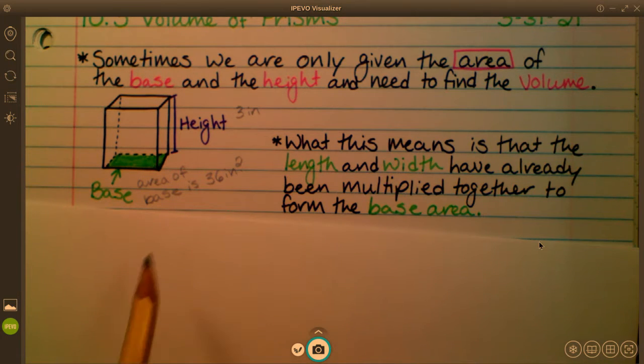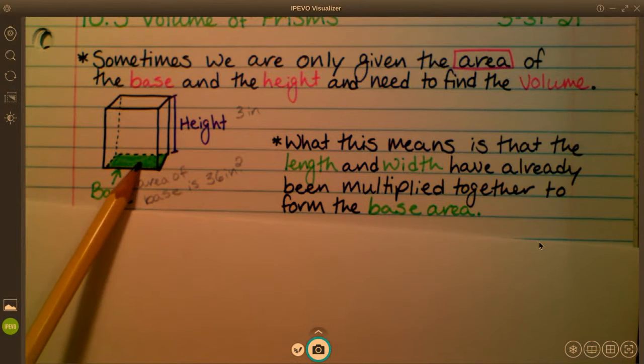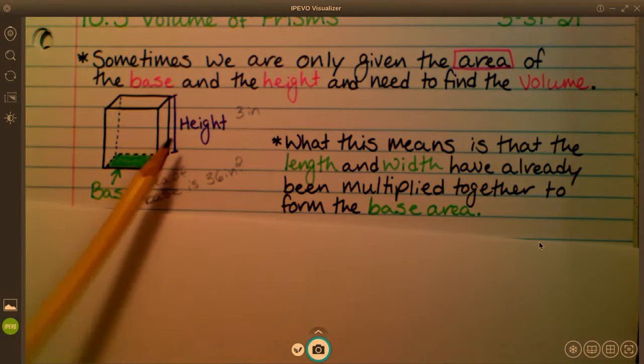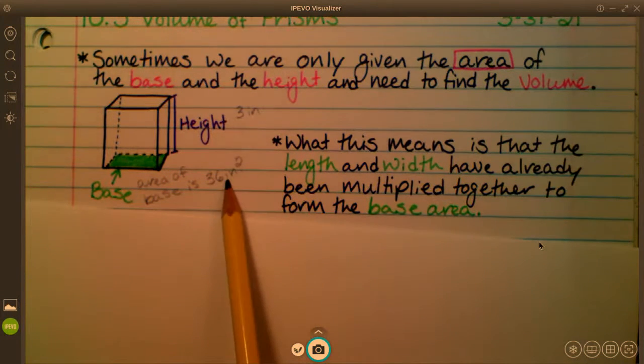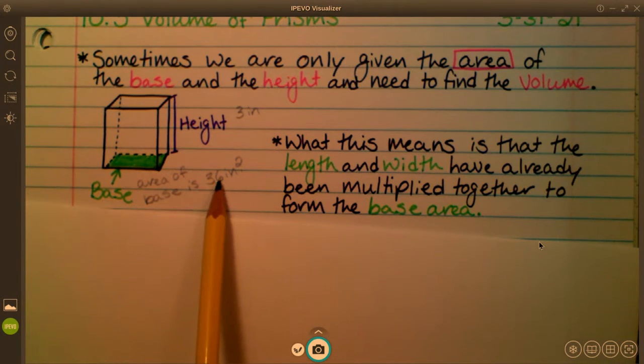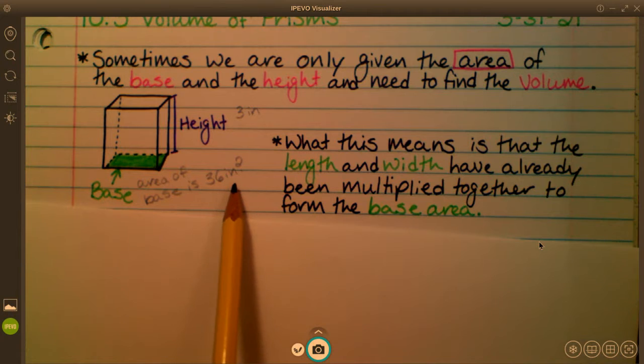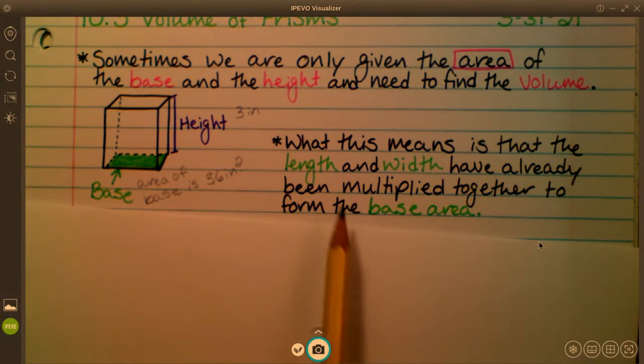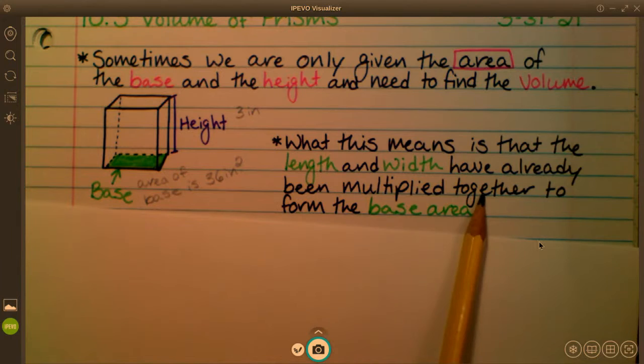So 5th grade, when you see a prism like this where they give you the area of the base and just the height, you're only having to multiply 2 numbers instead of 3. So actually the joke is on our math books because they just did some of the work for us. So all that I would do here is I would take the area of my base, 36 inches. Remember, this is already my length and my width multiplied together. And I just take the 36 and I multiply it by the 3. So to explain, what this means is that the length and the width have already been multiplied together to form the base area, or to figure out the base area. Go ahead and get that written down. Go ahead, take a moment, get that written down.